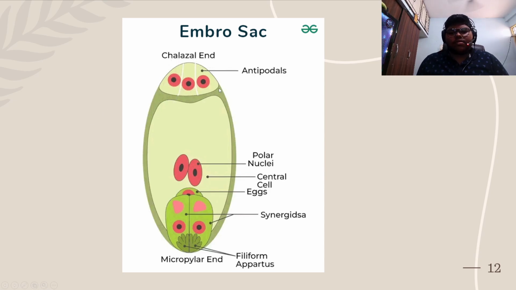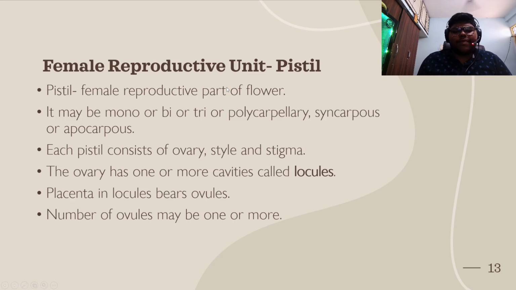Here is the picture of embryo sac. Female reproductive unit, pistil. Pistil is the female reproductive part of flower. It may be mono, bi, tri, or polycarpellary, syncarpous or apocarpous. Each pistil consists of ovary, style, stigma.